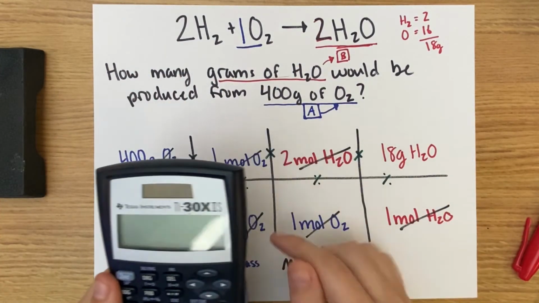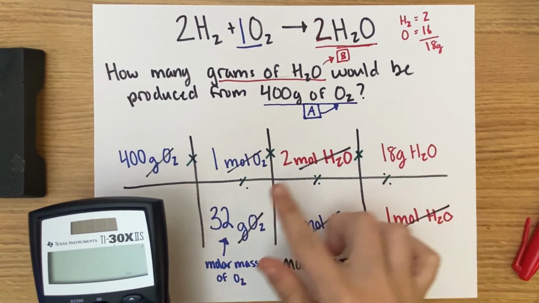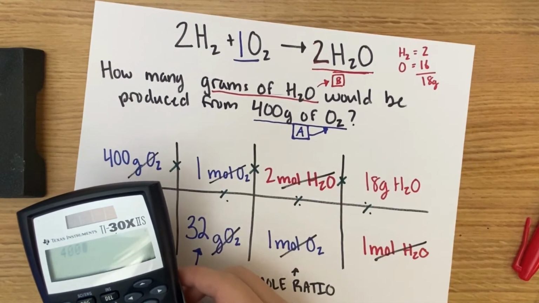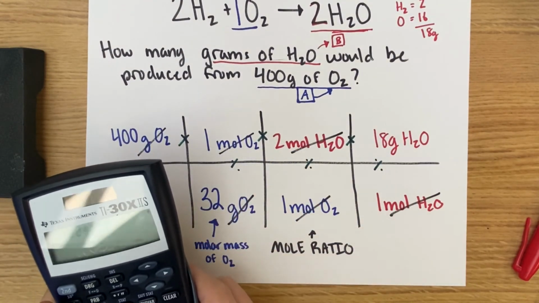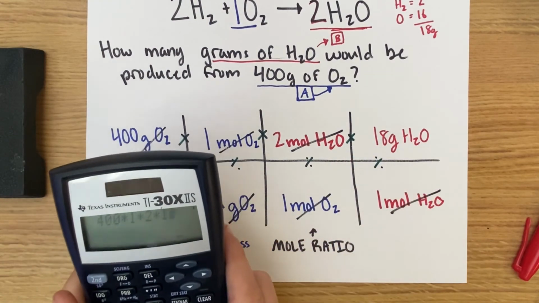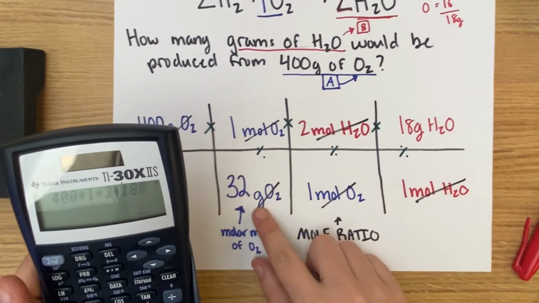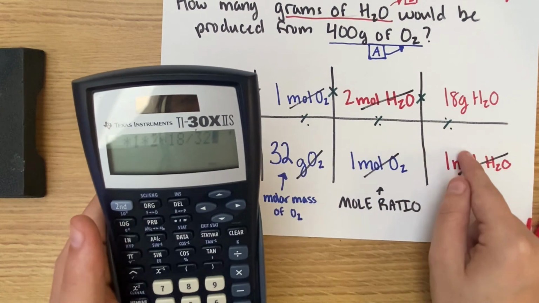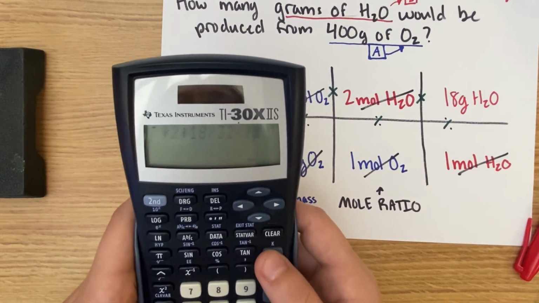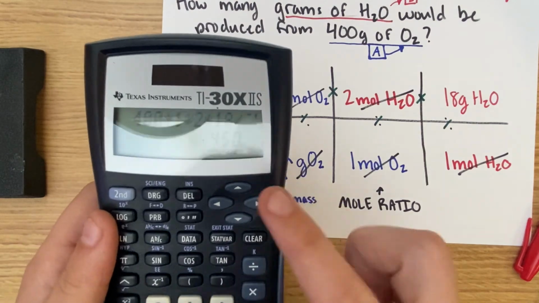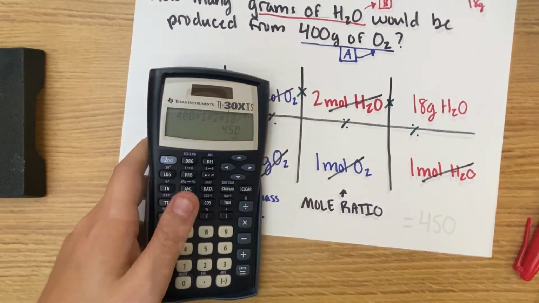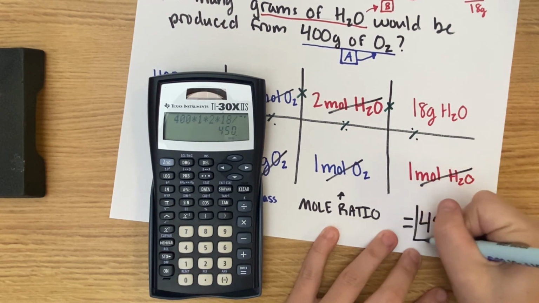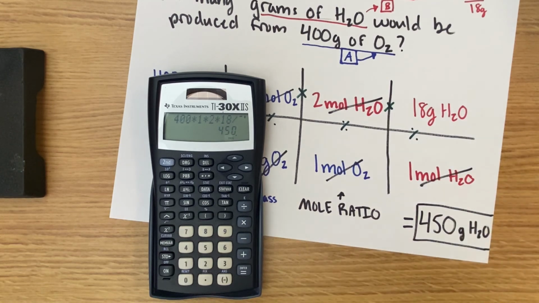This is a lot of numbers. The best way to do it is just straight across the top and then divide by everything on the bottom. So we have 400 times 1 times 2 times 18. Once we get to the end, we can go to the bottom. So we're going to divide by 32, divide by 1, and divide by 1. And we get our answer, which is 450. And don't forget to put your final units, which is grams of H2O. And that's stoichiometry.